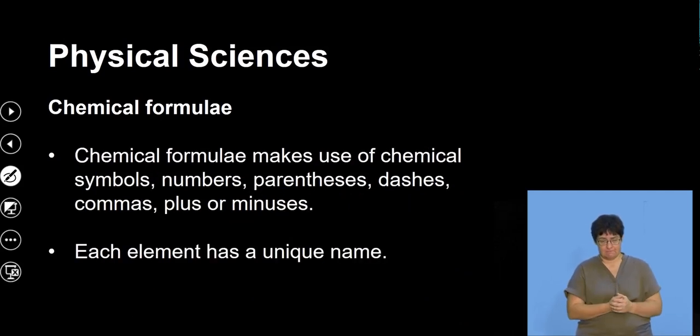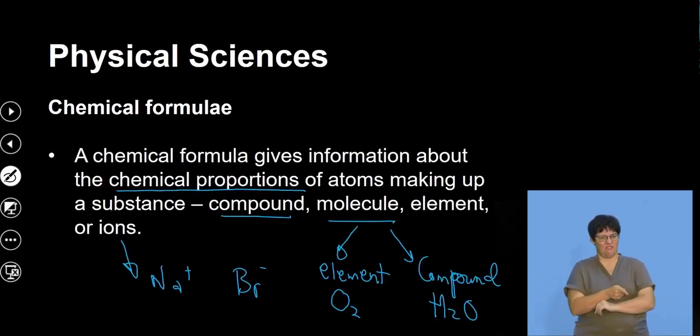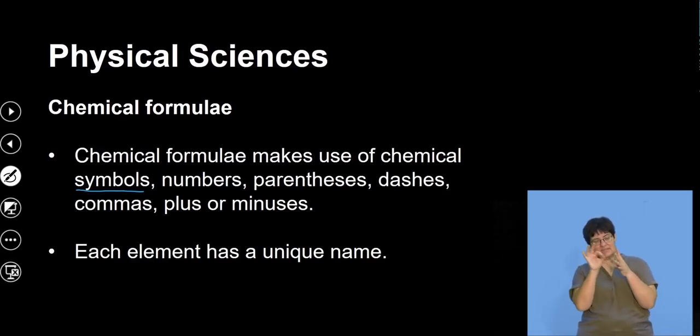And then furthermore, the chemical formula makes use of symbols, okay? So these symbols, we actually talk about the chemical symbols as we have seen in the previous slide, that when we say Na, we're referring to the sodium ion, Br, the bromine ion, O2, the molecule of oxygen, H2O. So these are the symbols that we use to refer to specific substances, okay?